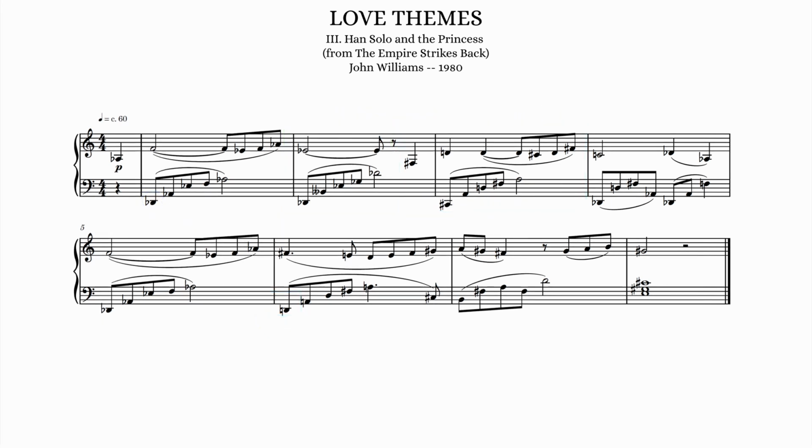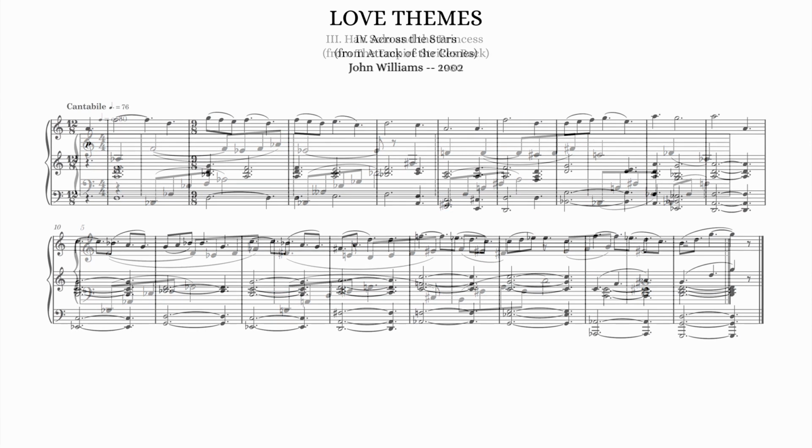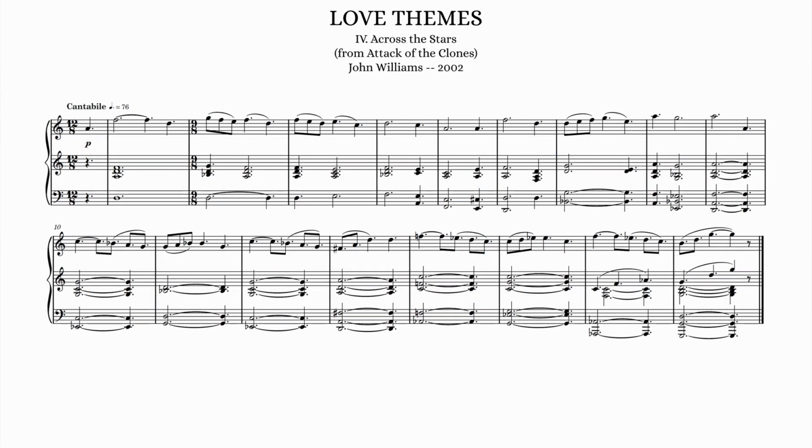The next example is also from the Star Wars saga, this time from the 2002 Attack of the Clones. The piece is called Across the Stars, and it's a love theme between Anakin Skywalker and Padme Amidala. It's sort of your classic Greek tragedy, a story of forbidden love that ultimately ends in sorrow. It's no wonder that John Williams chose a minor key for this piece.